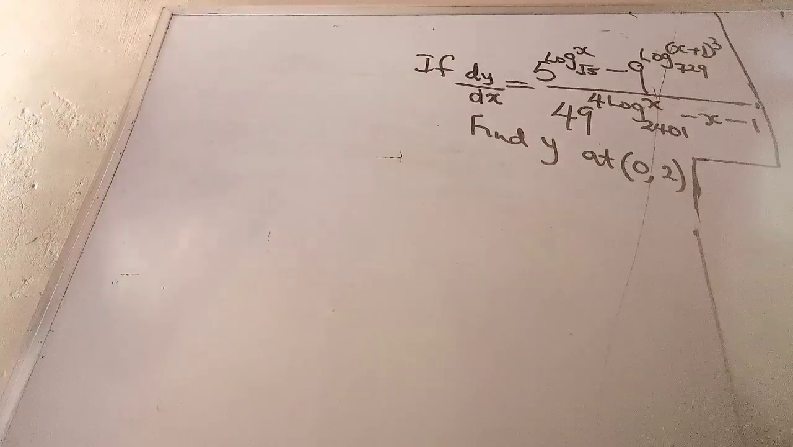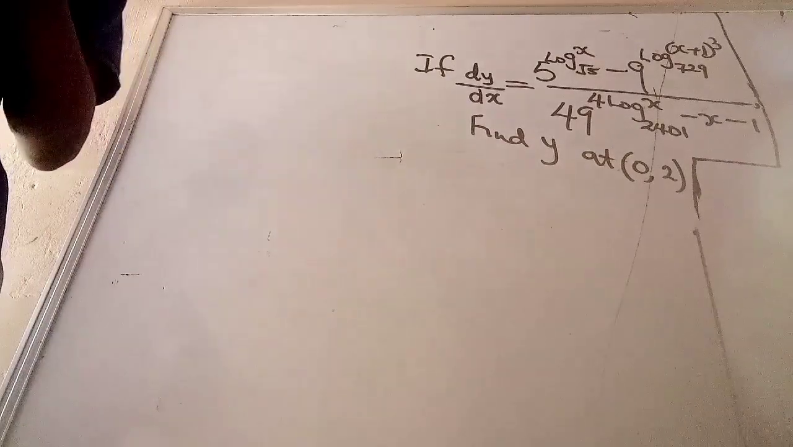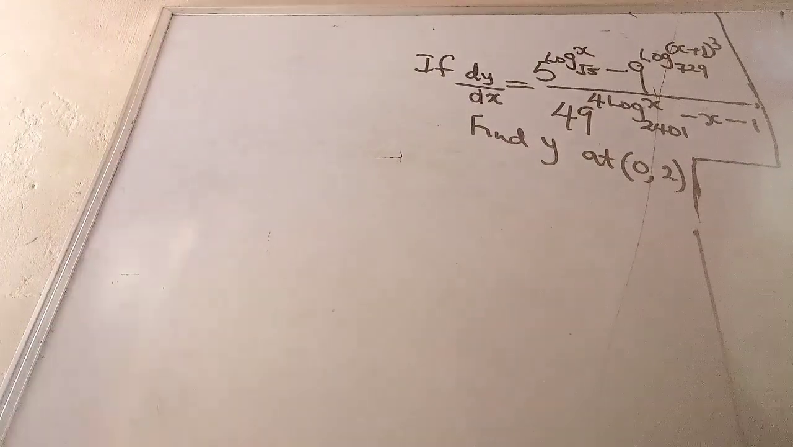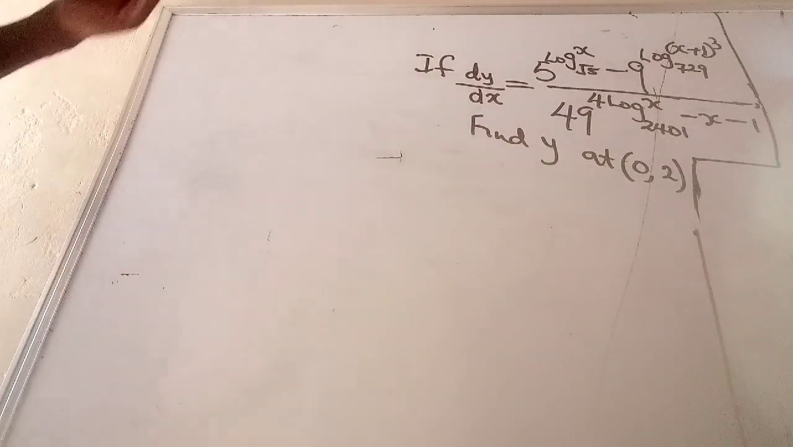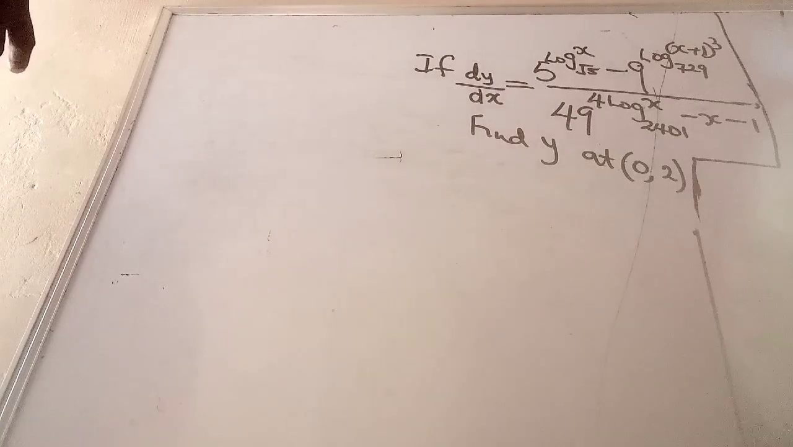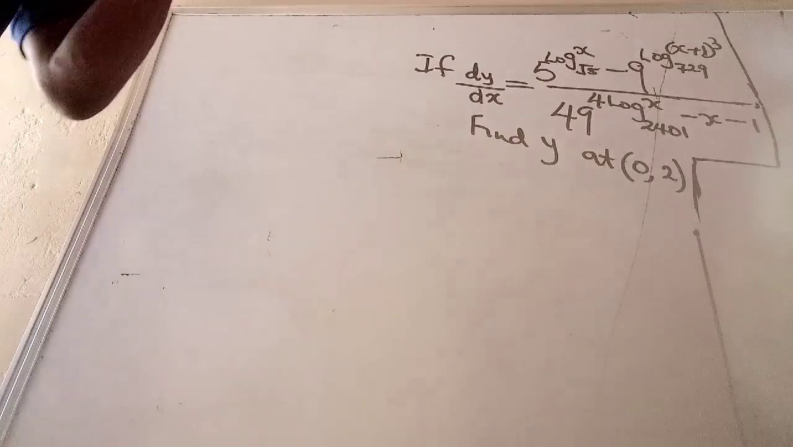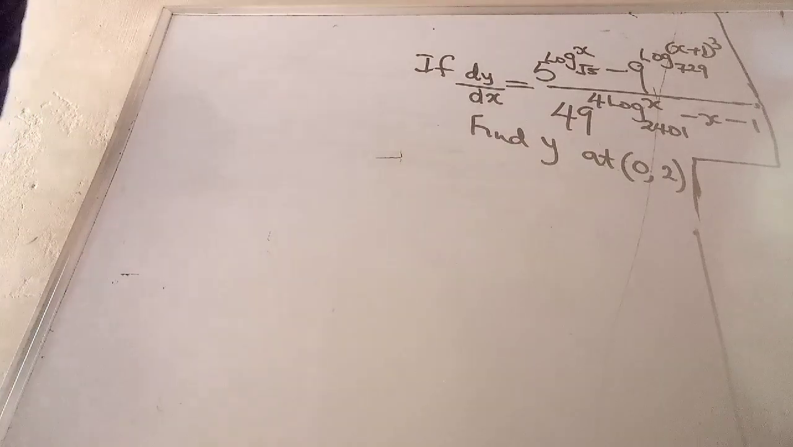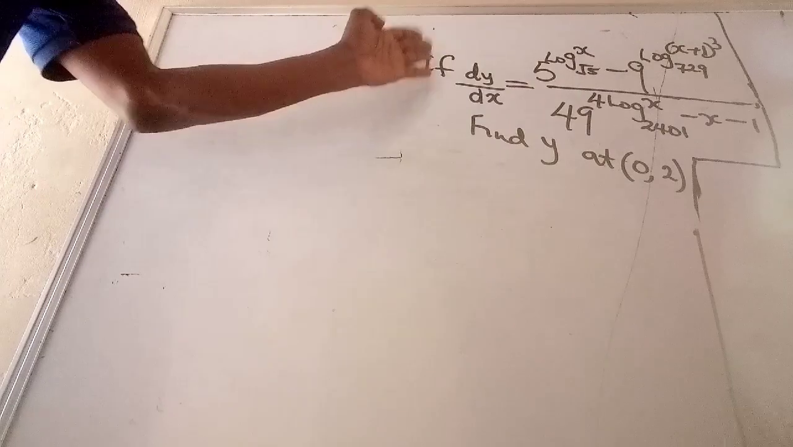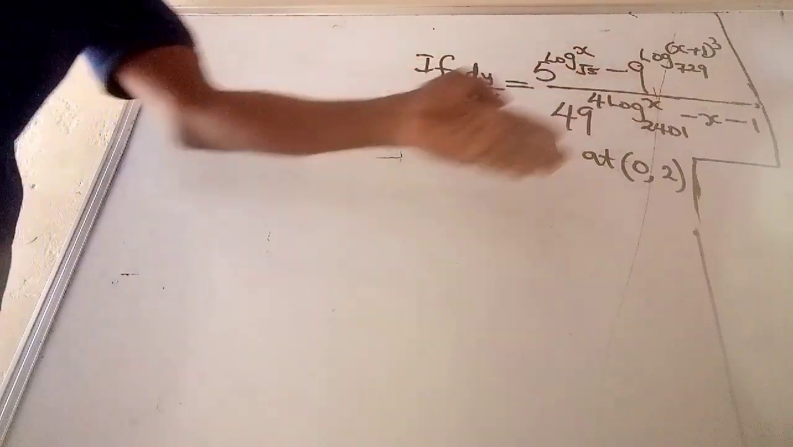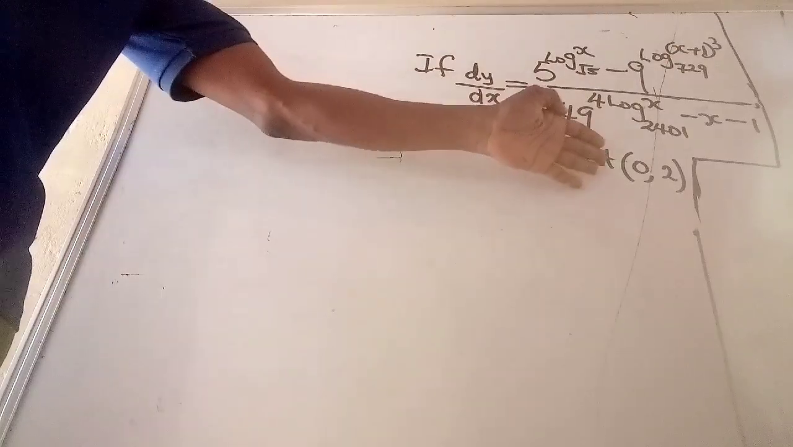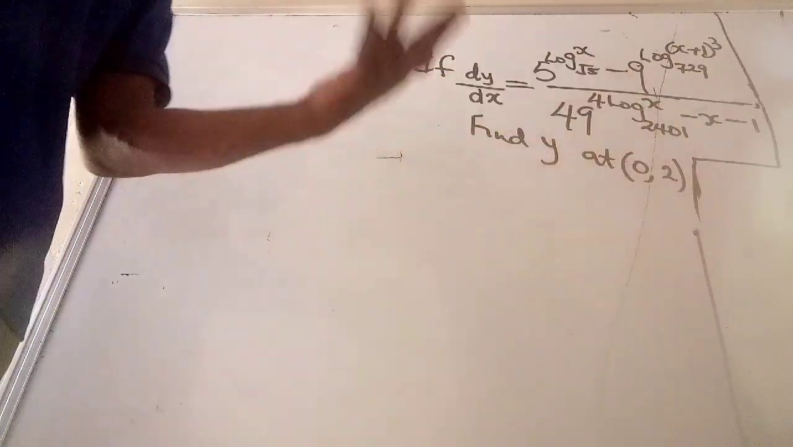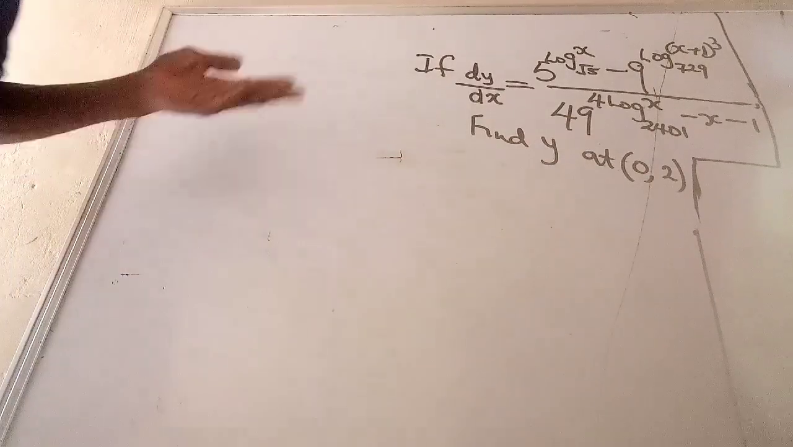Today, we want to have a look at a question from one of the past questions of IJMB program. This question is extracted from IJMB past question. We are given dy/dx to be equal to this. We are asked to find y at x equals 0, y equals 2. How do we go about this?